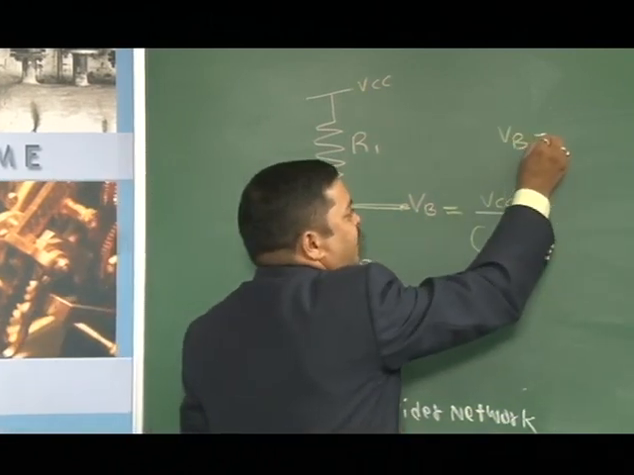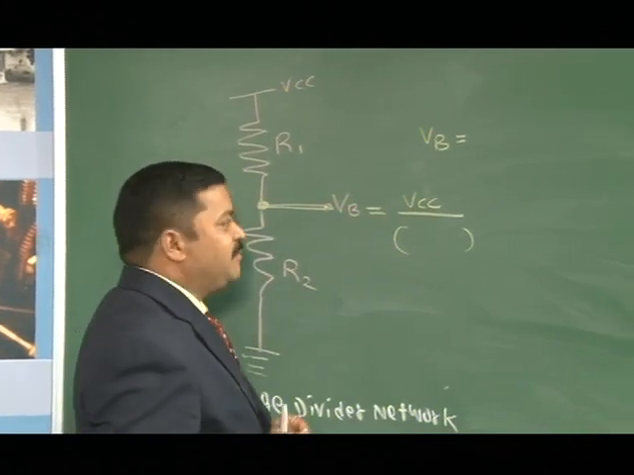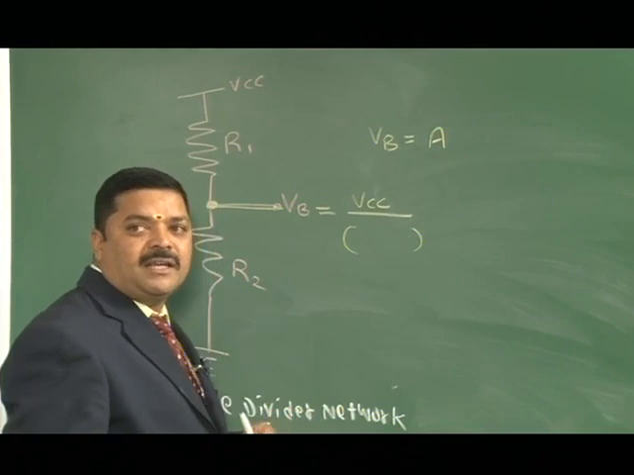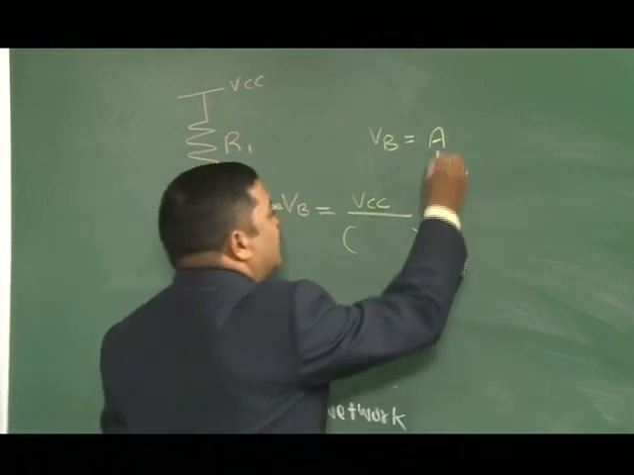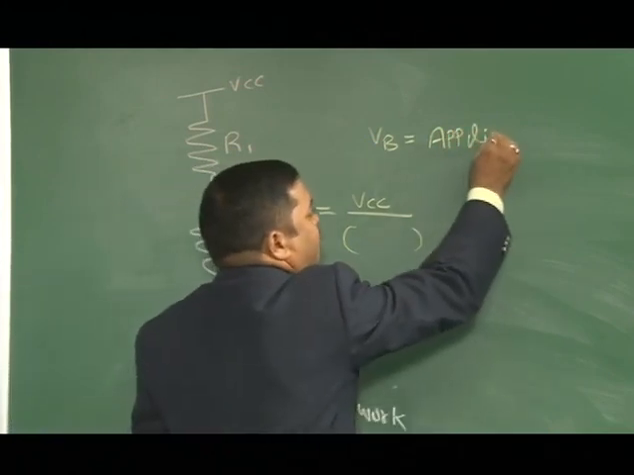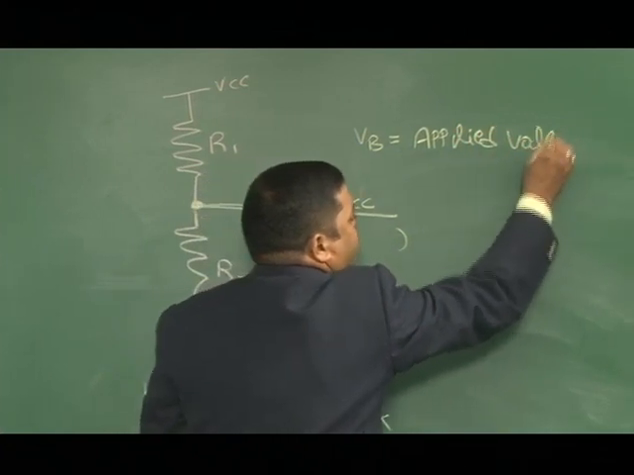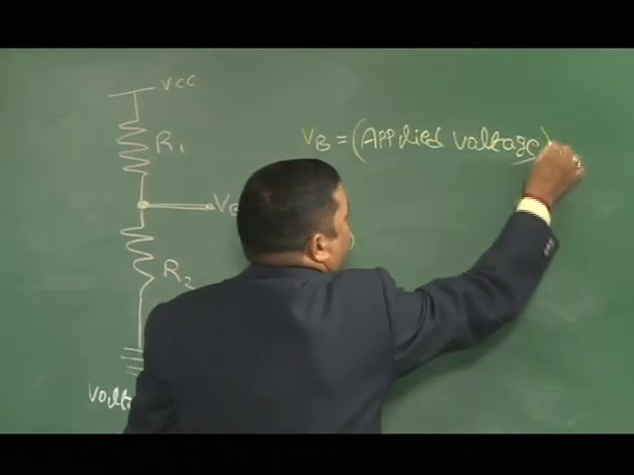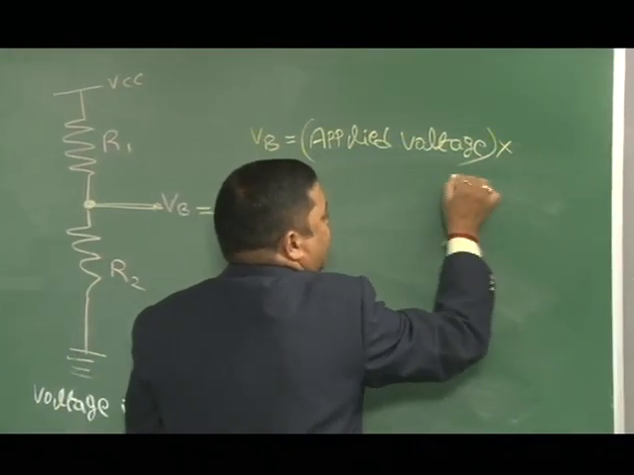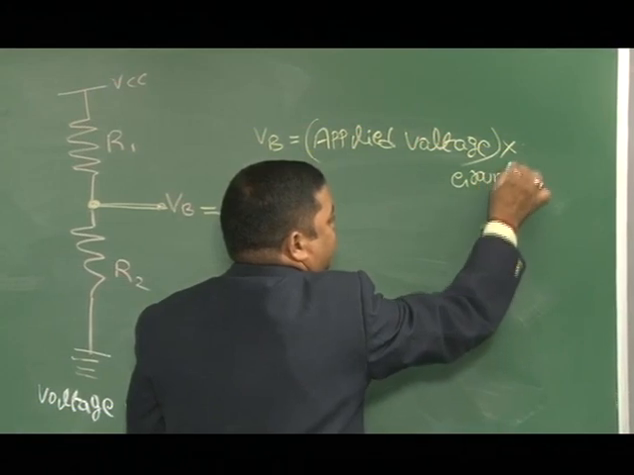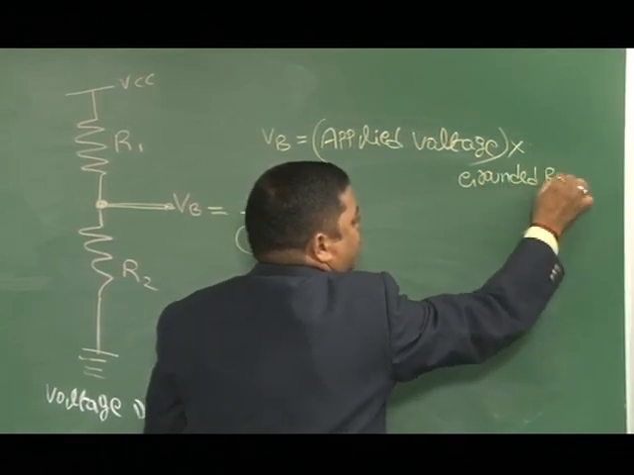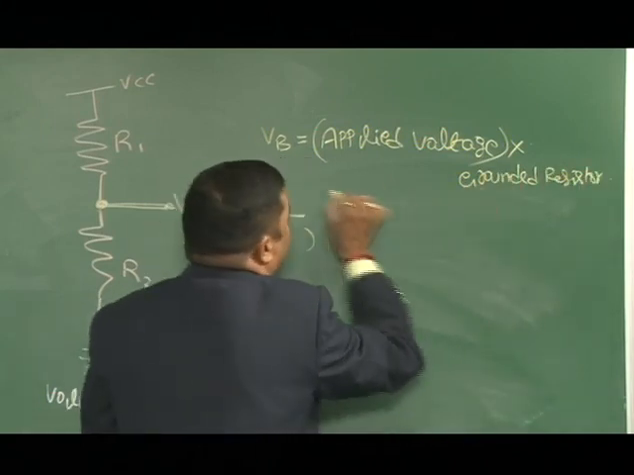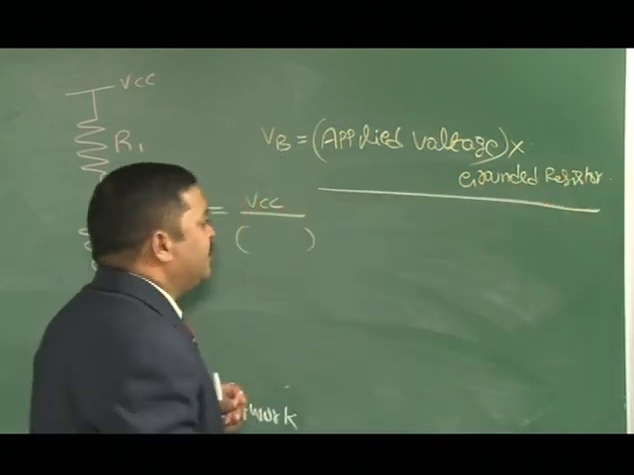So what is the formula here? VB is given by, you just remember this formula, which is obtained by applying Thevenin's theorem: applied voltage multiplied by the grounded resistance, I will write here, grounded resistor. This entire thing is divided by the sum of the resistors.